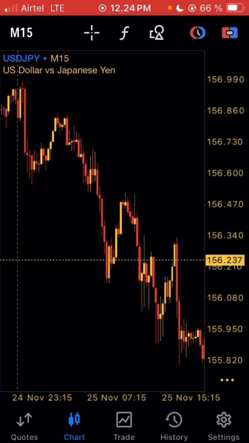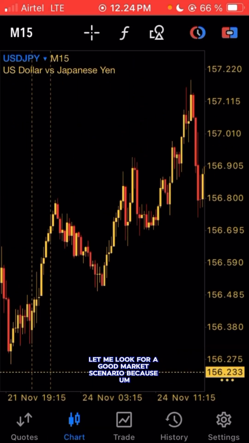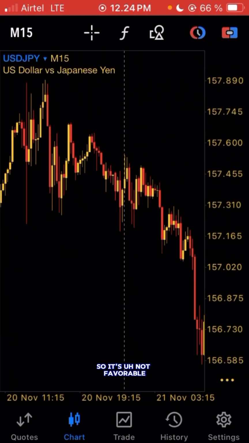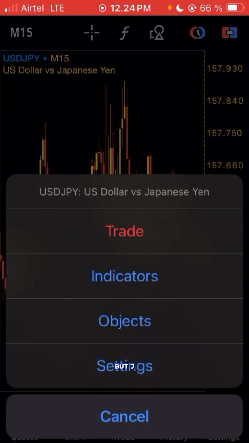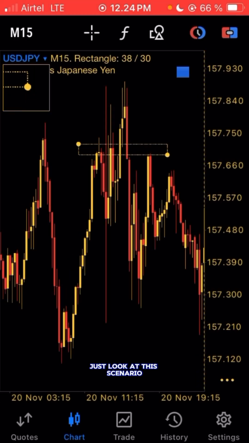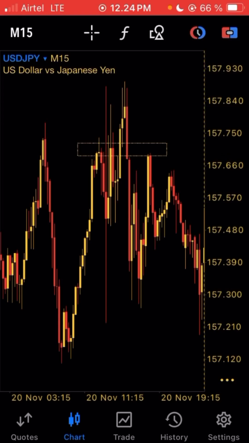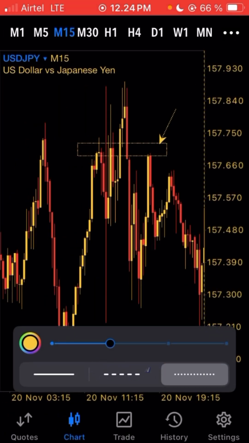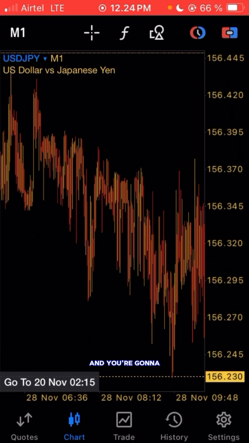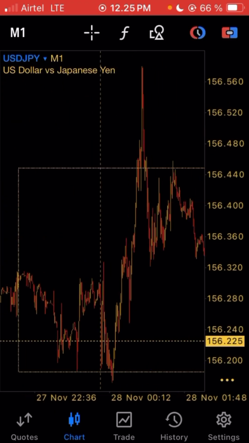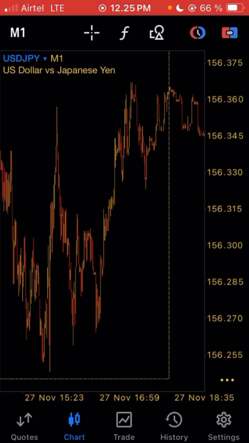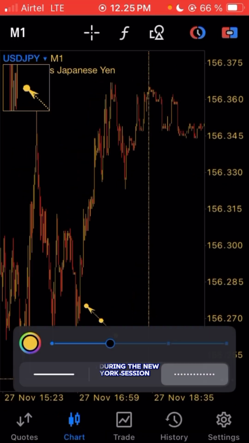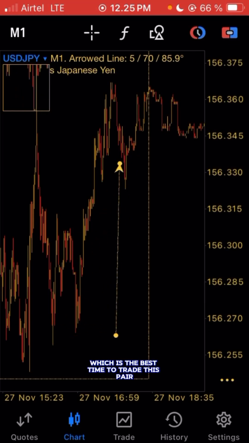Right? Let me look for a good market scenario, because this is during the weekend, so it's not favorable. But just look at this scenario, guys. Now this is the 15-minute time frame. Don't get it wrong. You can trade it in 5 minutes, 1 minute, and all of that, and you're going to see a difference. Okay, you're going to see a difference. So let me just show you guys something. So you see, this move was during the New York session, which is the best time to trade this pair.